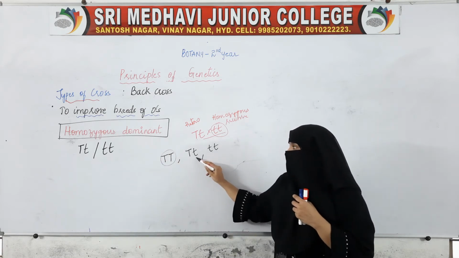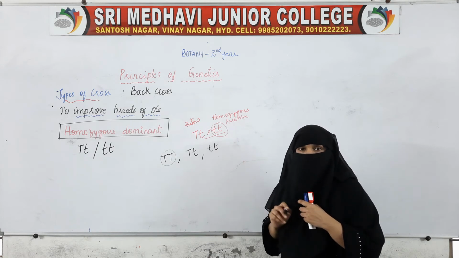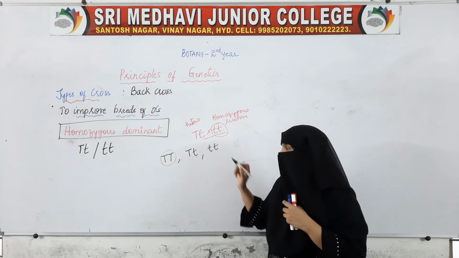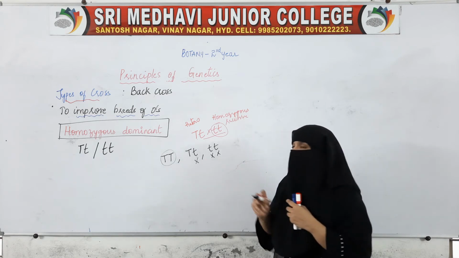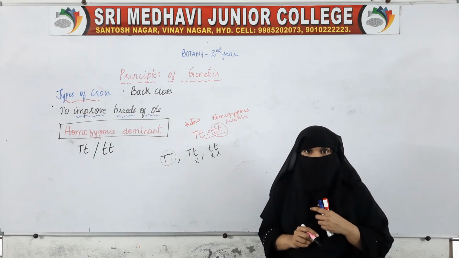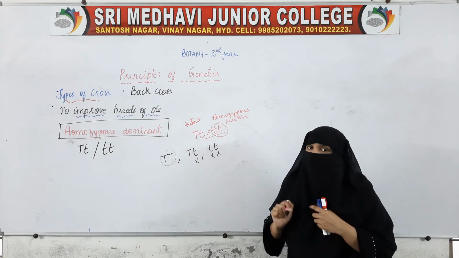So here we can get the recessive character. Here recessive character will be expressed. We don't want these recessive characters to be expressed. So what will we do?